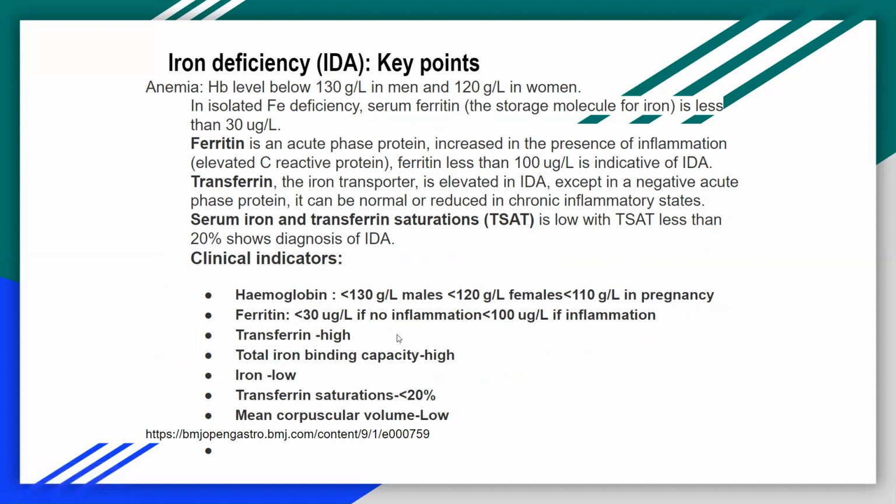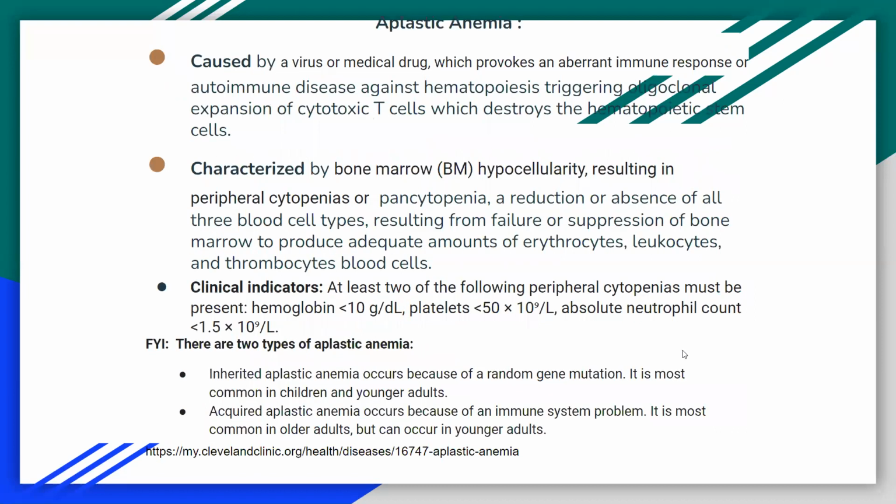Seven indicators, you have to know these 7 indicators in the clinical setting to diagnose iron deficiency anemia. Then we have aplastic anemia. It is caused by bone marrow hypocellularity, and it can be from pancytopenia or any infectious process. Like it creates an immune response or an autoimmune disease against the hematopoietic system. So what happens is it triggers the oligoclonal expansion of the cytotoxic T cells, which destroys the hematopoietic stem cells.